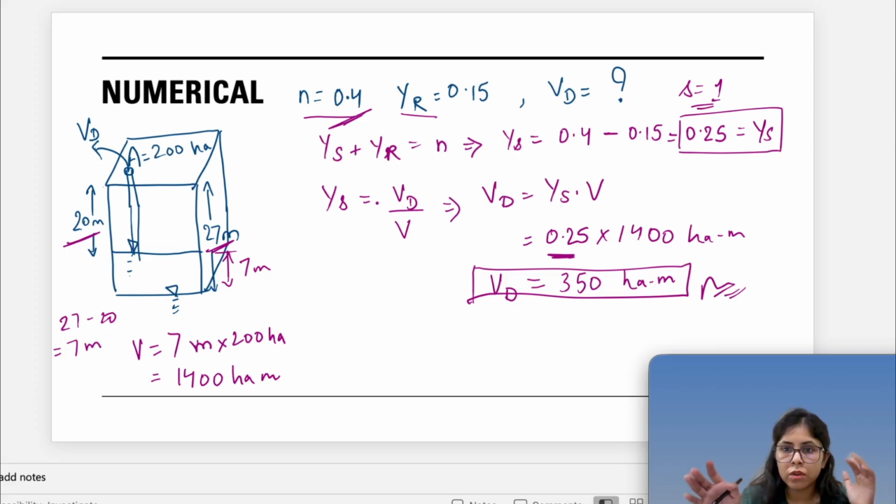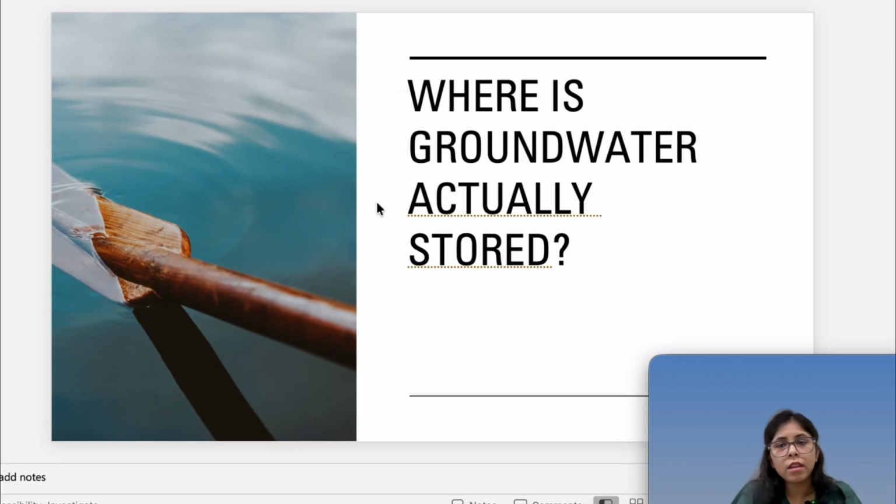Now we will go to a new topic, which is where is groundwater actually stored? I mean, we are just draining it out from the ground. That means in the ground it was stored somewhere, right? So where was it actually stored? We have some things which we call aquifers, aquiclude, aquitard. So where is the water stored?